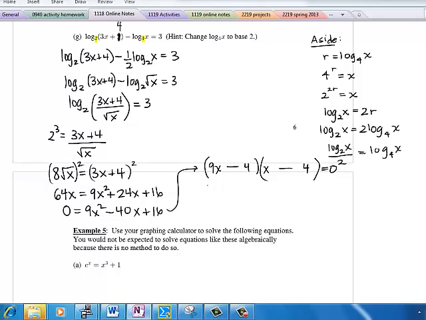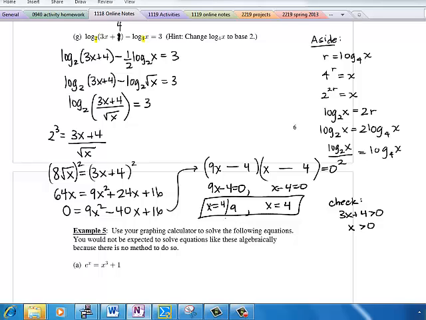So we get 9x minus 4 equals 0, or x minus 4 equals 0. So x would be 4/9, or x would be 4. And what we want to check is that 3x plus 4 is positive, and that x is positive. And certainly, since each of these is positive, then they're both going to satisfy both of those inequalities. So both solutions work just fine. 4/9 and 4.